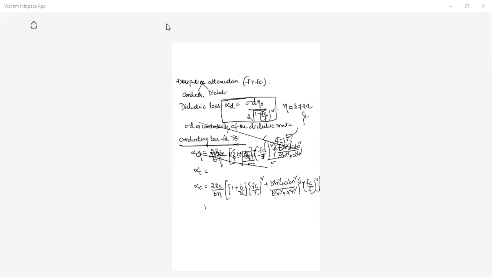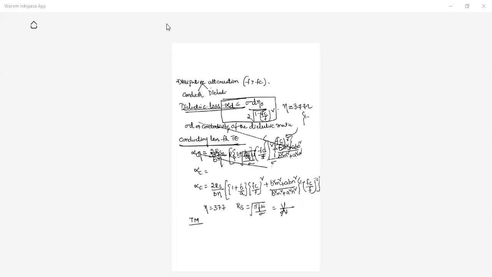Okay, so eta is nothing but 377, and Rs is nothing but square root of pi f mu by sigma, which is nothing but 1 by sigma delta, or else we can stop up to this. So this is the conducting loss for TE mode. Similarly, we have the expression for conducting loss for TM mode.